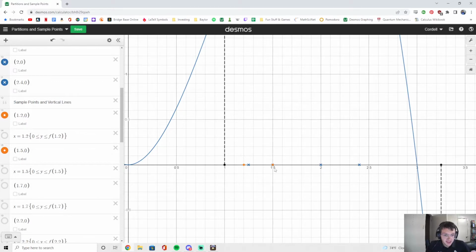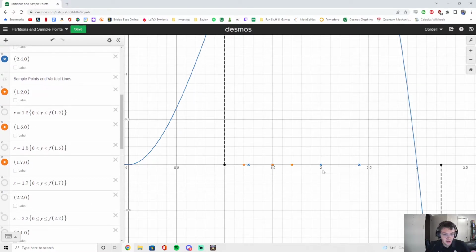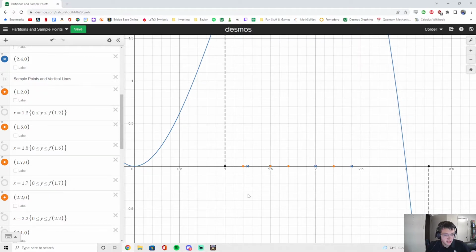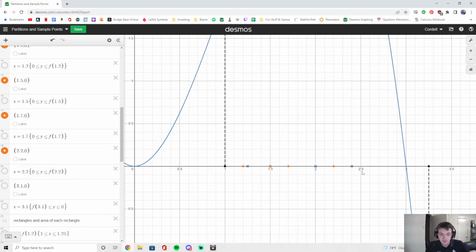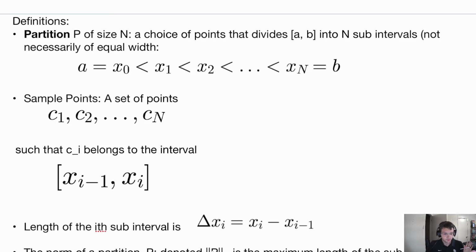My next sample point has to lie within this interval from 1.5 to 2. I'll pick 1.7, so that's this one here. Our next sample point has to lie within this subinterval. I'll pick 2.2. And then lastly, my last sample point has to lie between x equals 2.4 and x equals 3.25. I'll pick x equals 3.1. Okay, that's partition and sample points. Hopefully that makes sense.